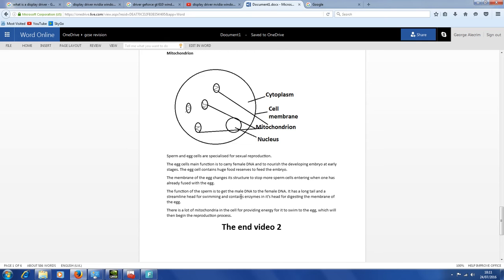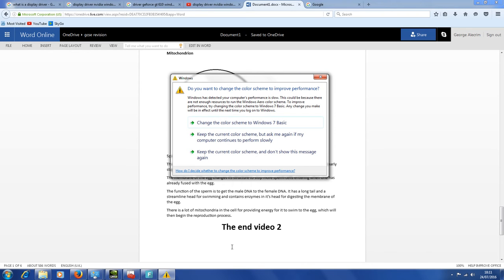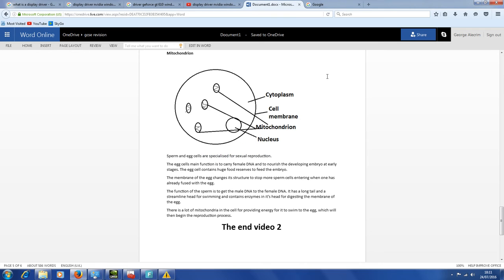The function of sperm is to get male DNA to the female DNA, which we know. And as I was saying before about the flagellum, it has a long tail, a streamlined head for swimming, contains enzymes in its head for the membrane, and it's got mitochondria, which gives energy to the cell as well. So you can see how many different functions and adaptations can help a cell for its environment. Now that's all you really need to know, to be honest.